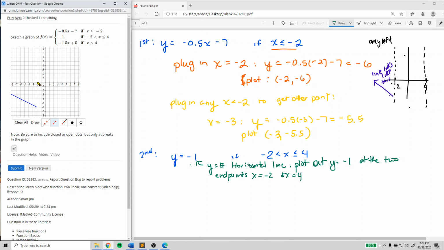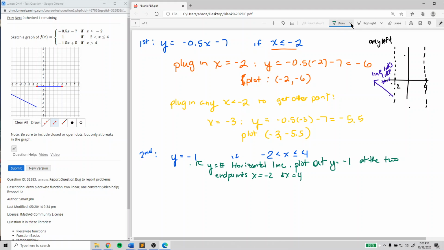So we go to x equals -2. We want to plot y equals -1, which is right here. Now if we go over to x equals 4, we also want to plot at y equals -1. That'll give us our horizontal line. And as you can see, it looks just like we would think a horizontal line would look.